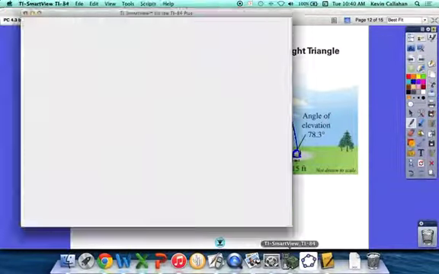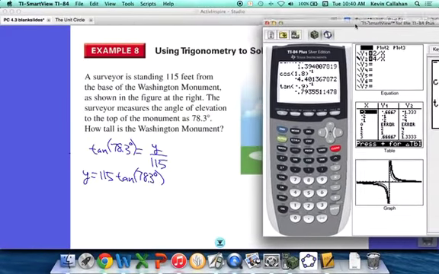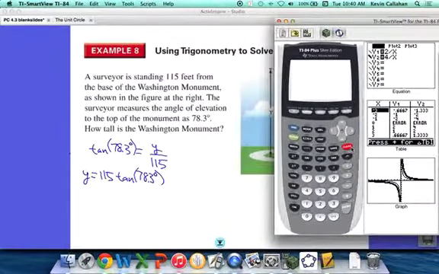Okay, let's get out our calculator. Clear. So if I just put it in straight away, 115 tan 78.3, it says it's negative 28.1 feet high. What's the matter with that? I don't have it in the right mode, right? Since there's a degree symbol on there, we know the angle we're putting inside is in degree mode.